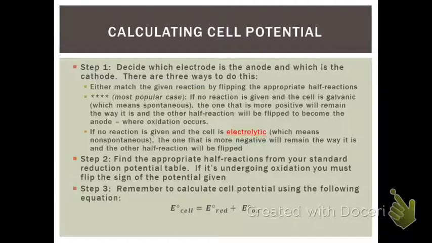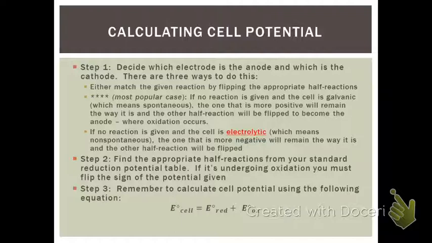If there's no reaction given, second case, and the cell is galvanic, you know that galvanic means spontaneous. So whatever one is most positive on that cell potential list is the one that will do reduction, and you'll leave it the way it is. But the other one on there that's less positive, it may even be negative, will have to be flipped because it's less likely to undergo reduction than the other one. And so we'll flip the reaction, flip the sign of the value on the chart, and that will be our oxidation reaction.